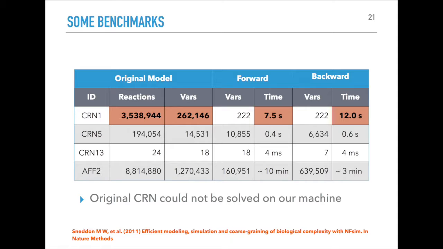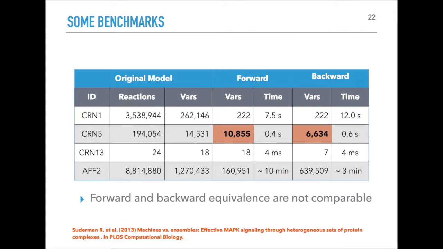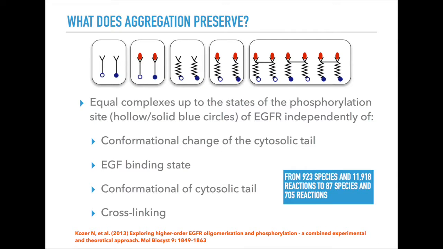And this is a case where backward and forward coincide. This is a case where backward and forward do not coincide, because that's the maximal aggregated forward reduction. This is the maximal aggregated backward reduction. In this case, that aggregates more, but there is also the side condition that equivalent variables have the same initial conditions.